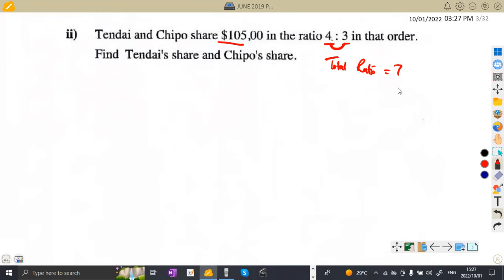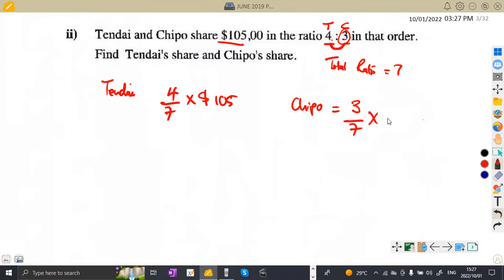So out of 7, what is Tendai's here? So this is Tendai, this is Chipo here. So Tendai is going to have 4 out of 7. So Tendai here is going to have 4 out of 7 times the amount they are sharing. They are sharing $105. Which means it's the same thing for Chipo here. Chipo is obtaining 3 according to the ratio out of 7 of the amount that they are sharing of 105.